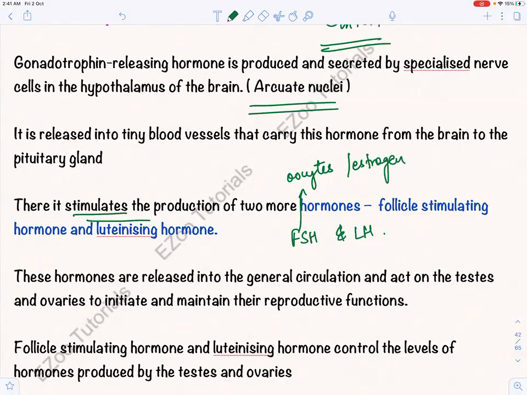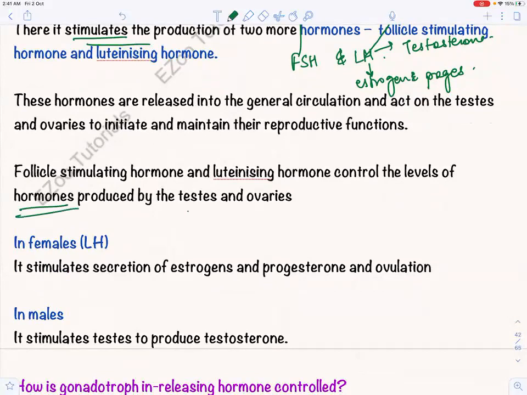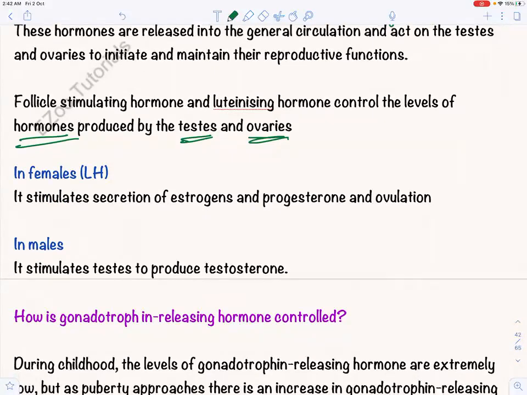Luteinizing hormone was causing ovulation in females, and in males what was it doing? It was forming testosterone, and in females what will it form? Estrogen and progesterone, right? Remember, you read it. Hormones produced by testes, that is testosterone, and ovaries, that is estrogen and progesterone, right?